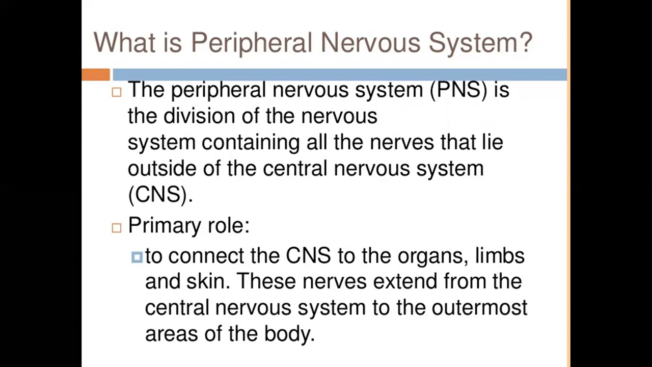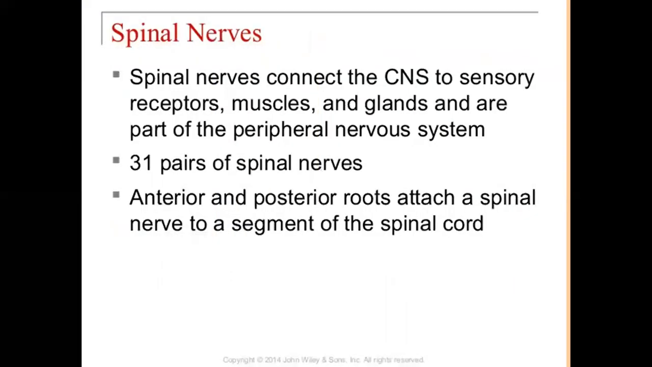Okay, and its function: its primary role is to connect the central nervous system to the organs, limbs, and skin. These nerves extend from central nervous system to the outermost area of the body. Peripheral nervous system consists of two parts: nerves and ganglia. And there are two types of nerves: spinal nerves and cranial nerves.